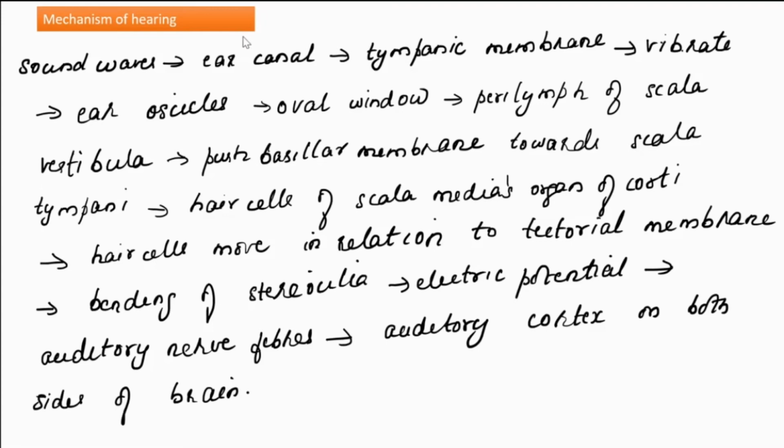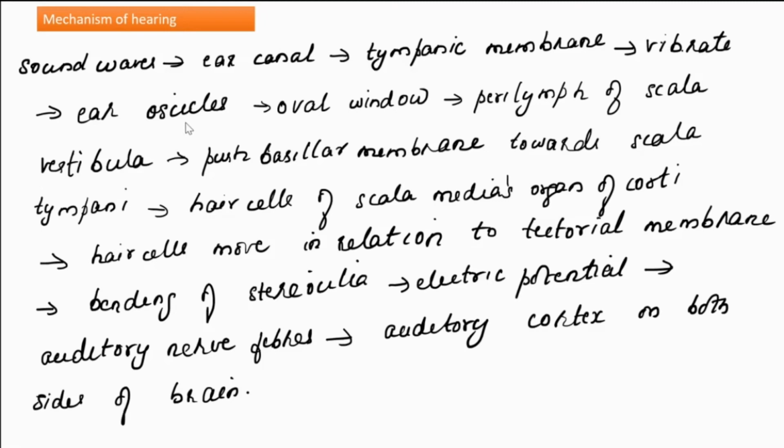Next, the mechanism of hearing. How are we hearing sound? When the sound waves reach our ear canal, they reach the tympanic membrane. Tympanic membrane, you remember its position? Where? Yes, at the end of the external auditory canal. The sound signal reaches the tympanic membrane and it vibrates. That vibration moves the ear ossicles, small bones present in the middle ear.